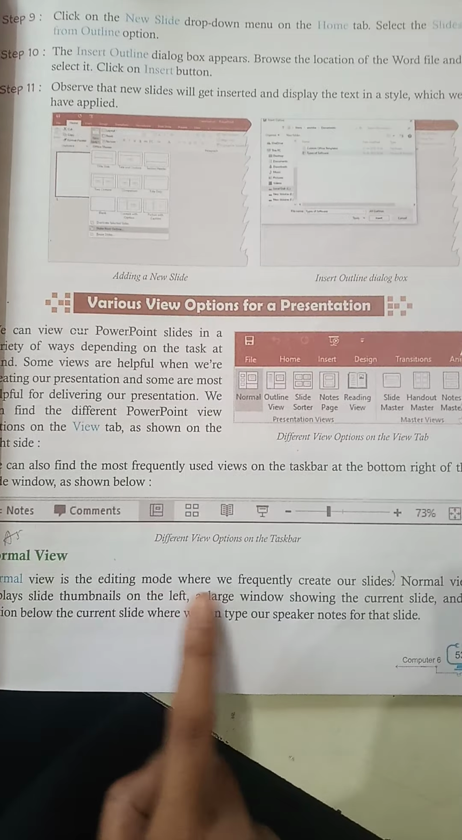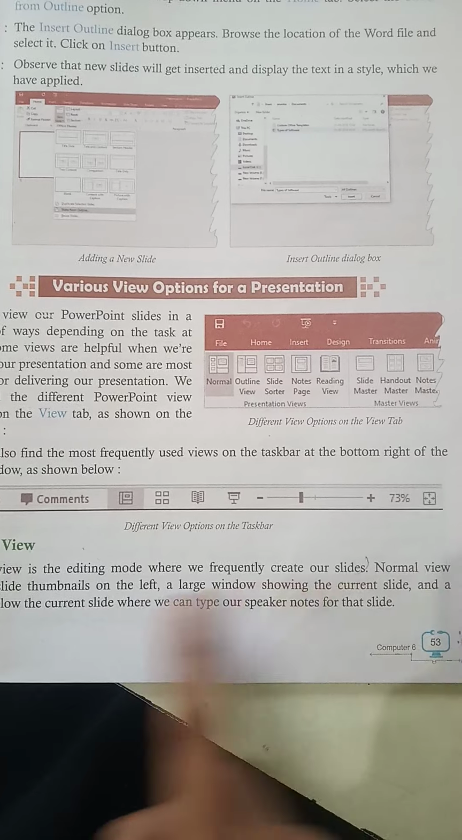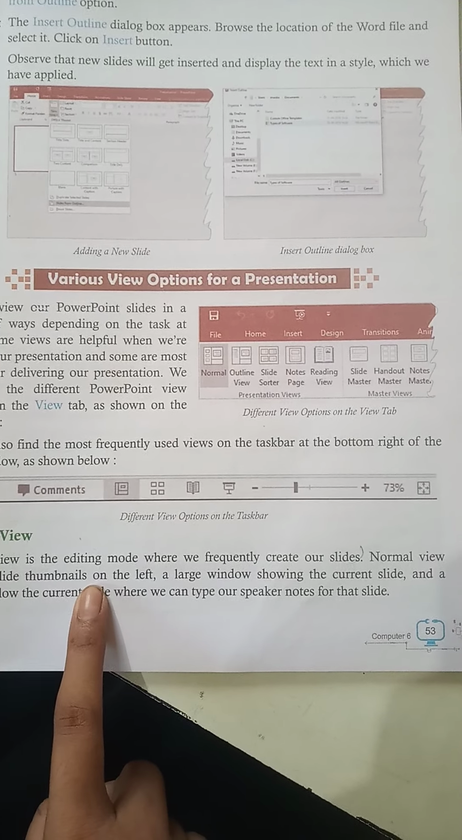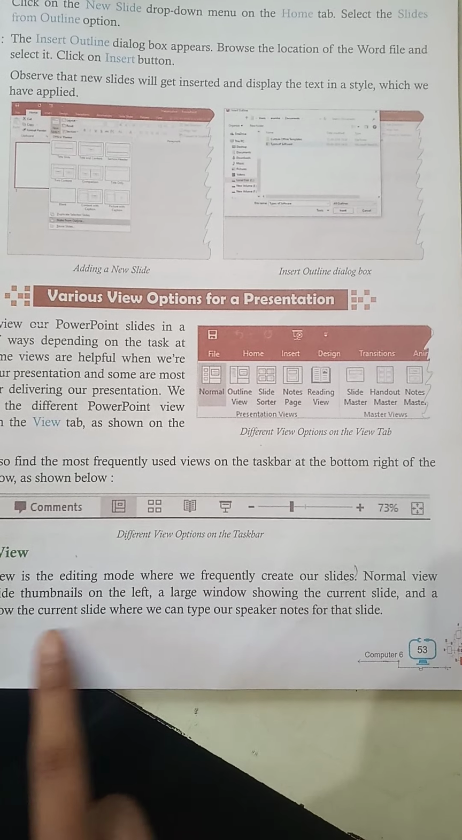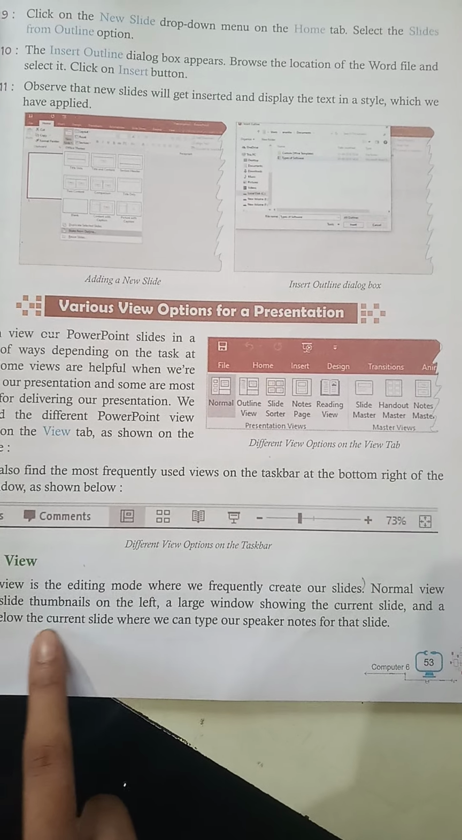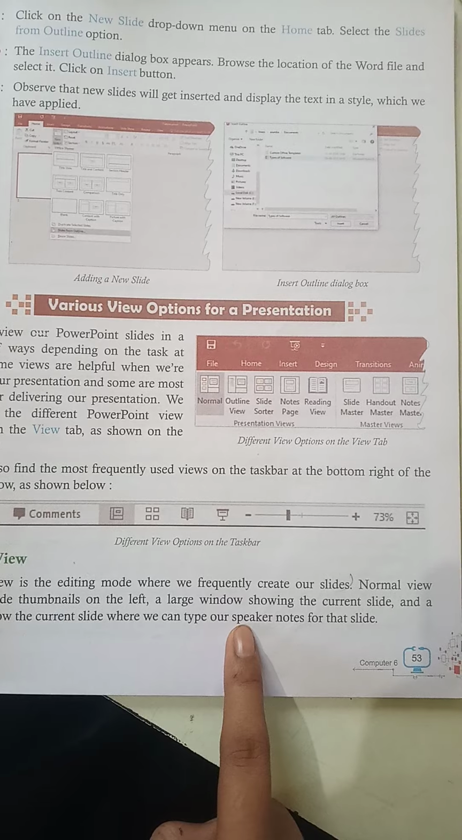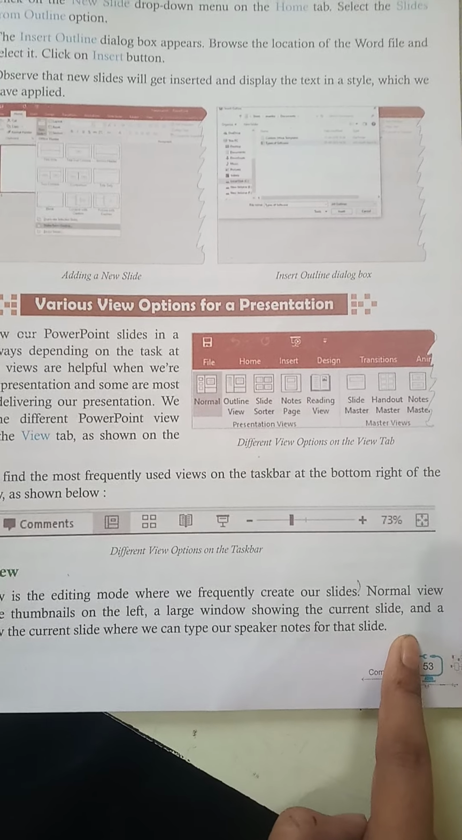Normal view. Normal view is the editing mode where we frequently create our slides. Normal view displays slide thumbnails on the left, a large window showing the current slide, and a section below the current slide where we can type our speaker notes for that slide.